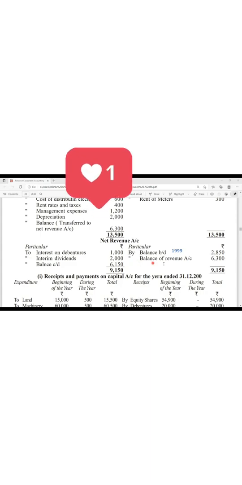That is 1999. Then after that, by balance brought down, this is the previous year balance, 2,850. Then this is the balance from the revenue account which we have just calculated, 6,300. So the total revenue of previous year plus current year will be 9,150.